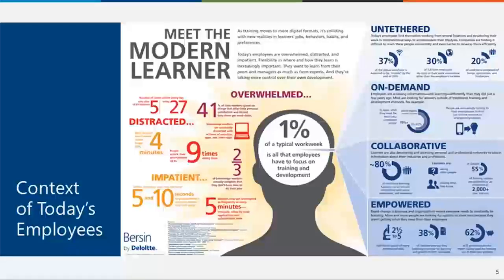The key things that strike me here are that employees are overwhelmed and distracted. They're becoming increasingly impatient with doing their jobs, and the study actually showed that 2/3 of employees complain they do not have enough time to do their job in their standard working hours. So if we think about that, standard working day is between 7 and 8 hours, and people are saying they don't have enough time to do their job.